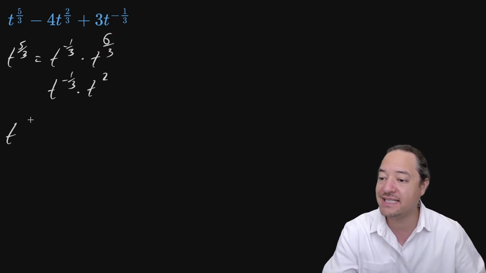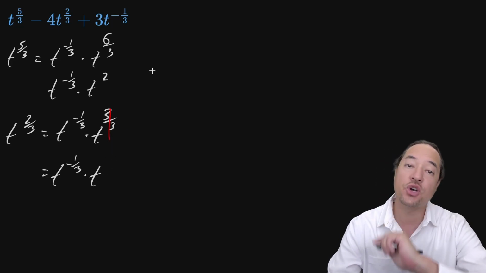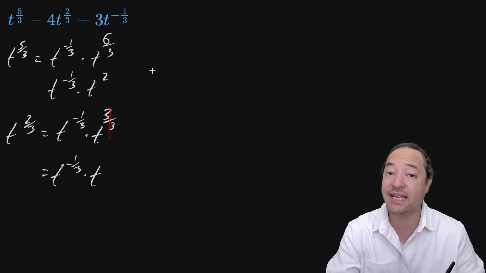Next, we're going to have a t to the 2/3, and again, we want to factor out a t to the -1/3, and so that's going to be some number plus -1 equals 2. Well, that's going to be a 3, isn't it, right? So 3 minus 1 equals 2, and simplifying that, we get t to the -1/3 times just t, right? This is just a 1 there, okay? So with all that done, we can rewrite our original expression now.